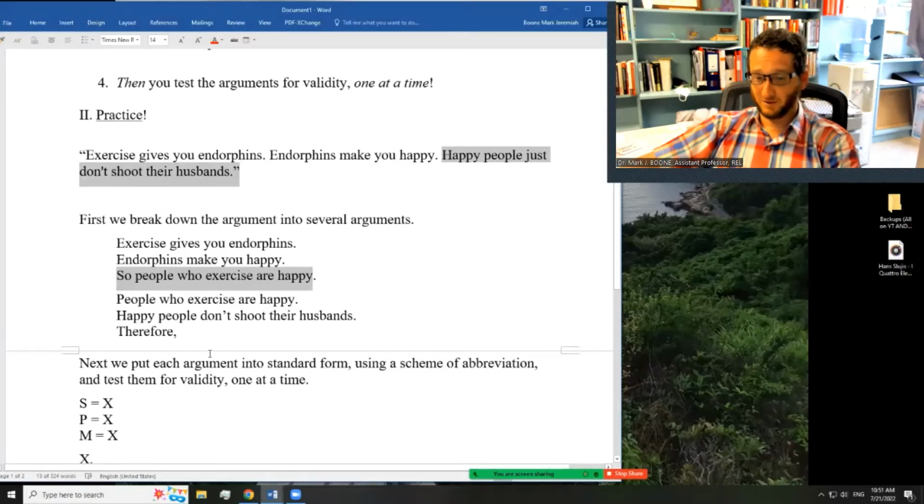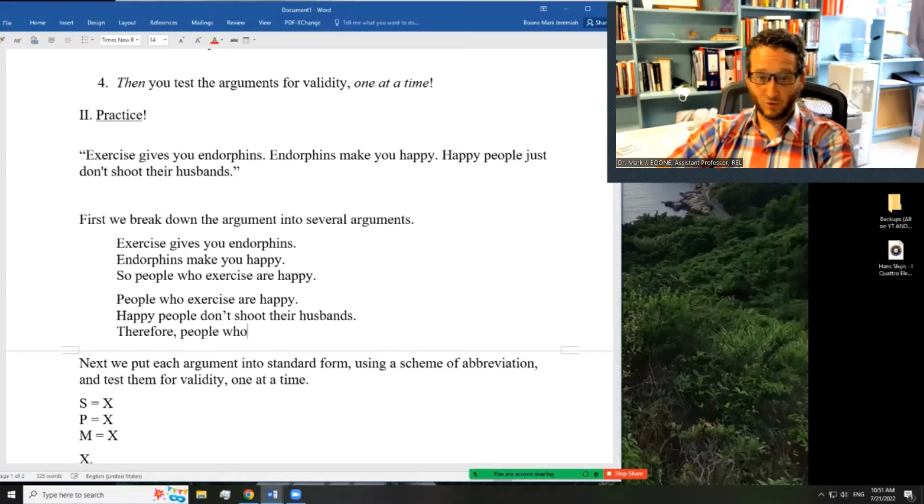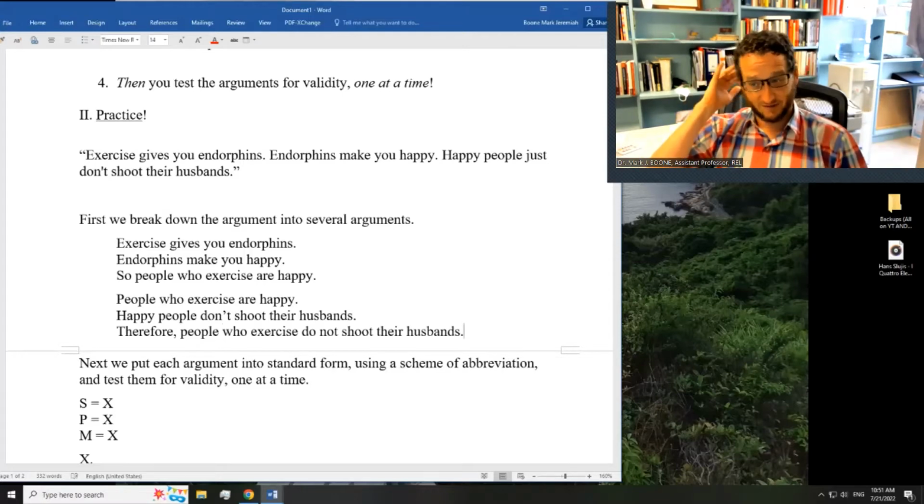Now, what's the final conclusion of this? Therefore, people who exercise do not shoot their husbands. That is the final conclusion of what we're given. Now, actually, I don't think that's the final conclusion. Okay, so the final conclusion is that the defendant did not shoot her husband.